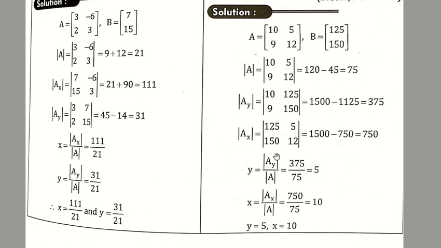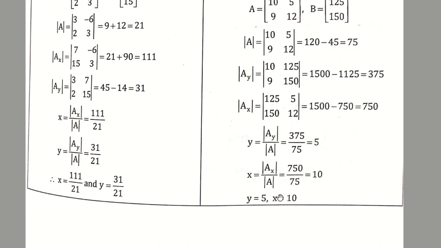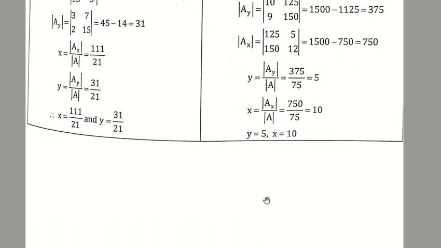So therefore the value of y is AY determinant divided by A determinant, which is 375 divided by 75. The value is 5. And x is AX determinant divided by A determinant, 750 divided by 75, which is equal to 10. So the value of y is 5 and the value of x is 10.